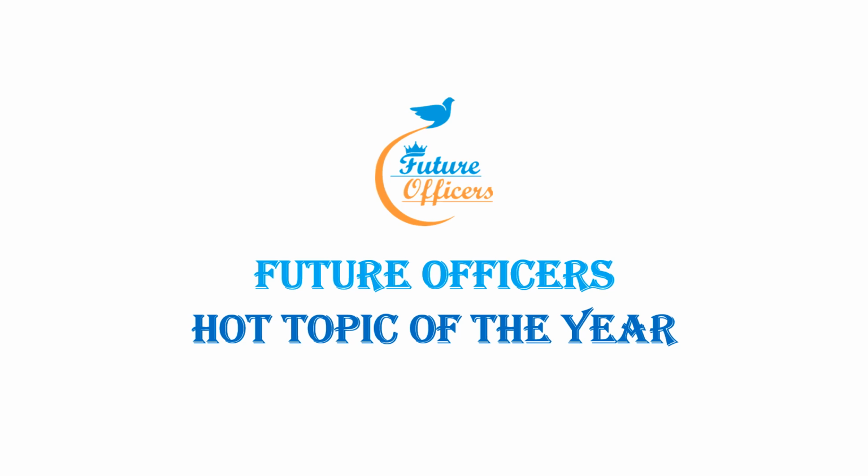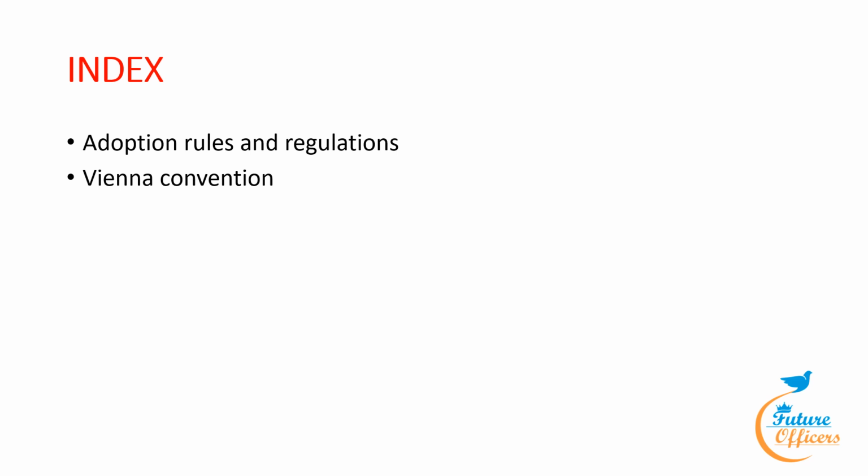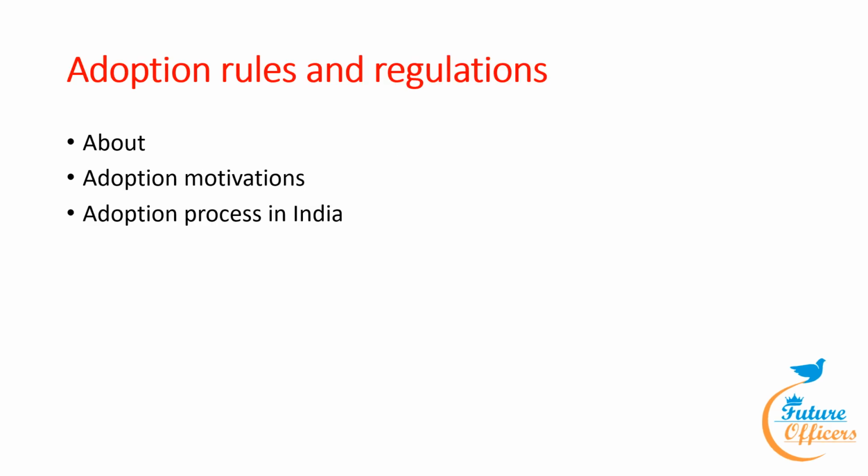Today we are going to see hot topic of the year session 24. In this we are going to discuss the topics of adoption rules and regulations and the Vienna Convention. Now we'll have a detailed analysis of these two topics. First, we have to know about adoption and its rules, what adoption basically means, and what the adoption motivations are and the process which we follow in India.